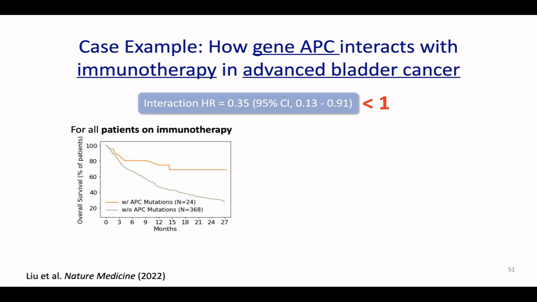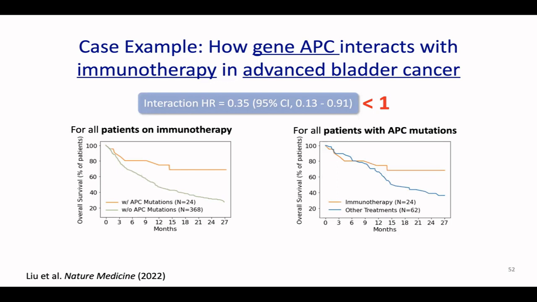You can also look at this problem from another aspect. You only focus on the patients who have APC mutation, and you compare the performance of immunotherapy versus other drugs. Similarly, you can see that for all the patients who have APC mutation, those who had immunotherapy tend to pass away relatively slower than patients on other drugs. Those two together explain what it means for the interaction hazard ratio to be significantly less than 1. So APC is a positive predictive biomarker for immunotherapy in bladder cancer.